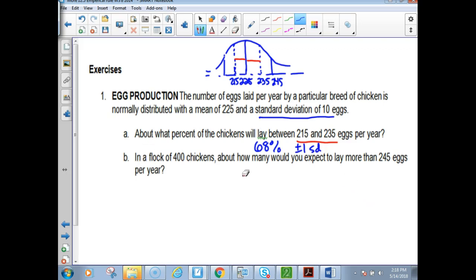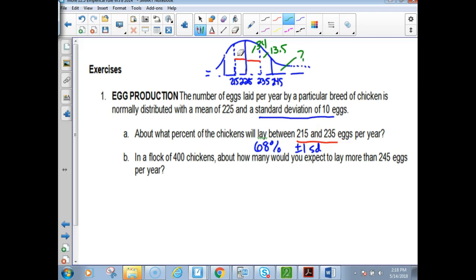Okay, in a flock of 400 chickens, about how many would you expect to lay more than 245 eggs per year? Now you might already be able to do that off of what I told you earlier, but let me show you again how to figure it out without knowing all that. If you have 50% over here, this is 34%, and then this was 13.5. We're trying to know about how many are above 245. So that's going to be everything over here.